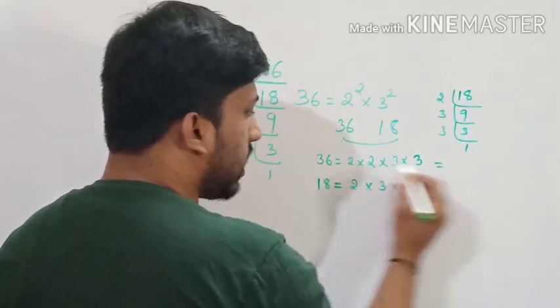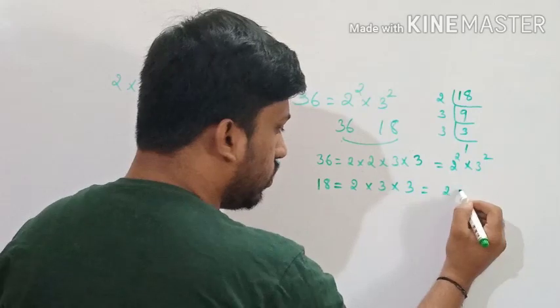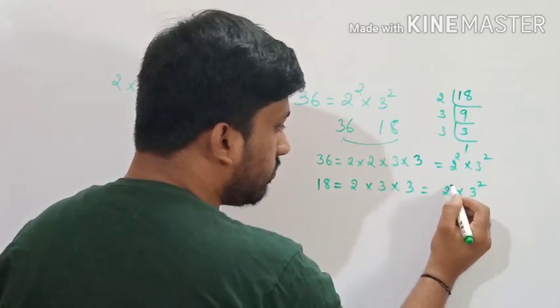So this 36 can be written as 2 square into 3 square, and 18 is equal to 2 into 3 square.